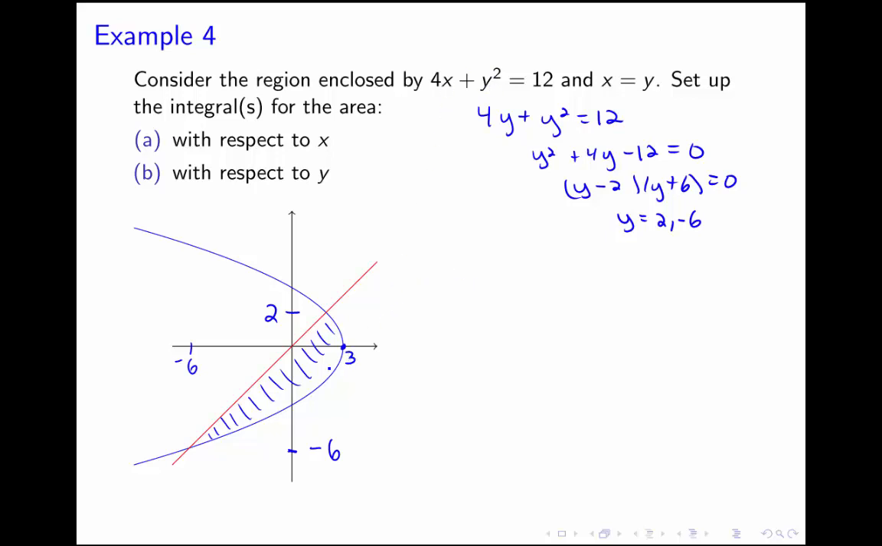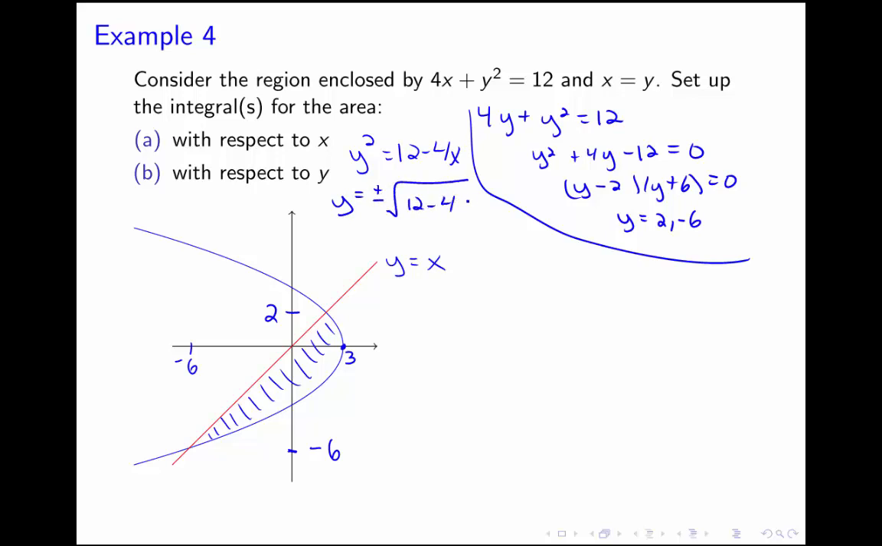Okay, so if I want to set up an integral with respect to x, I would need not only my curve here y equals x, but I'm going to need to get this parabola as a function of x. So notice that we have 4x plus y squared equals 12, so this means that y squared is equal to 12 minus 4x, or that y is equal to plus or minus the square root of 12 minus 4x. So that actually means that this sideways parabola here is two different functions of x put together.